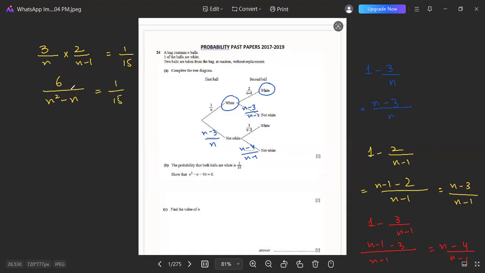Now you can go with the cross multiplication. So n square negative n will be multiplied by 1, and here we multiply 15 by 6. 15 times 6 is going to be 90. I'll shift this 90 to the other side, so this will be n square minus n minus 90 equals 0. This is the thing that they were asking us to find out.